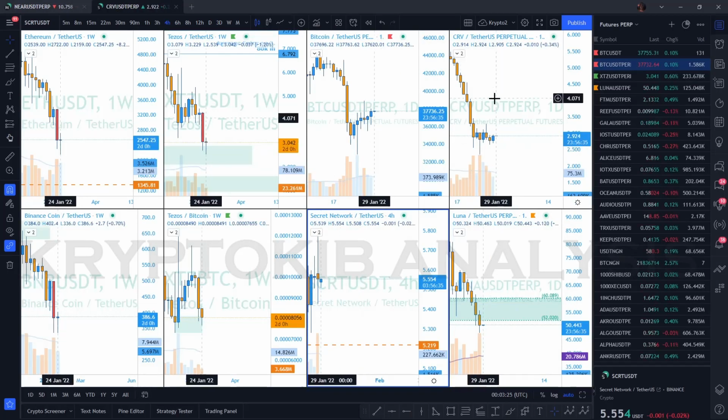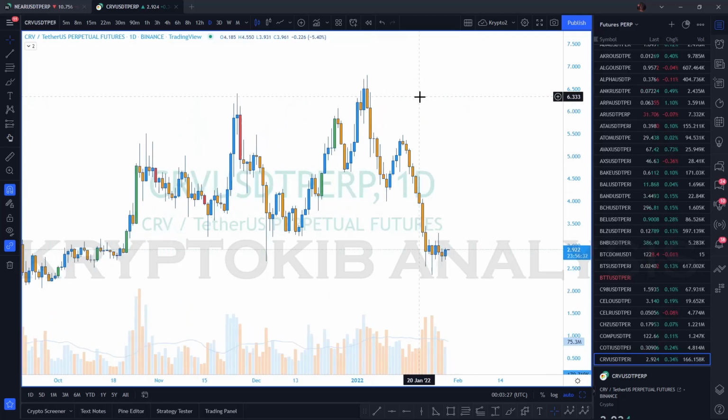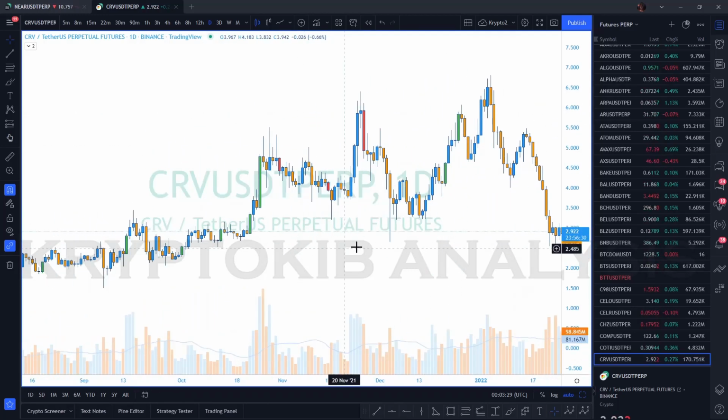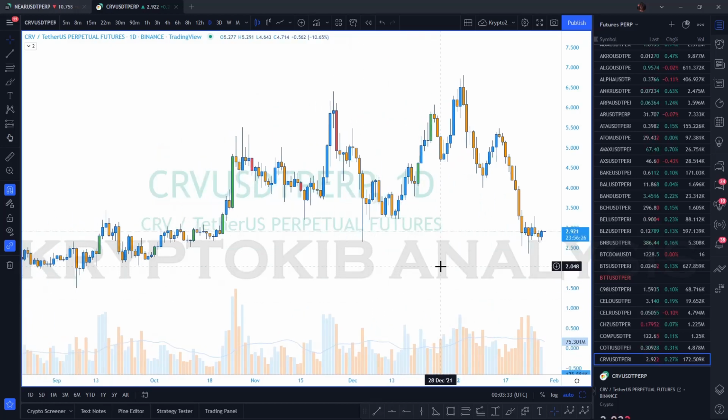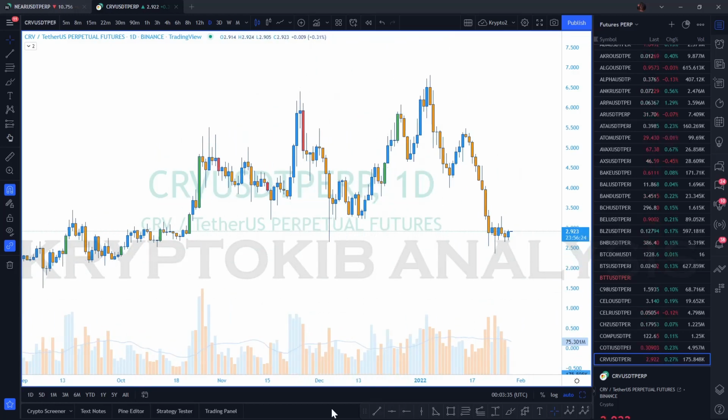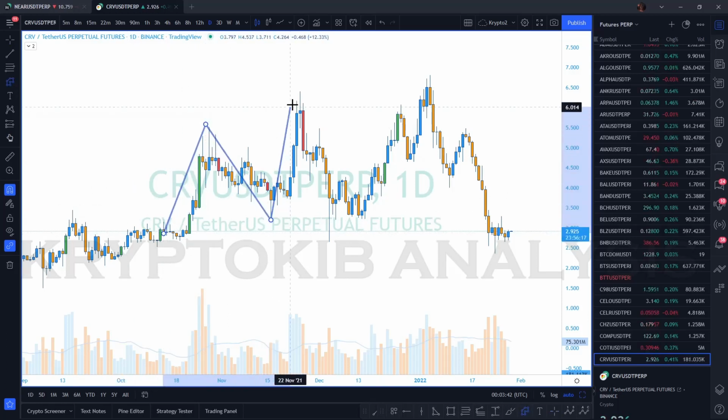Let me see, I think CRV. I'm not exactly remembering. Okay, I think this is it. We have this move on CRV. We have a move from this to this point, to this point, to this point. Exactly, this is what I was talking about.